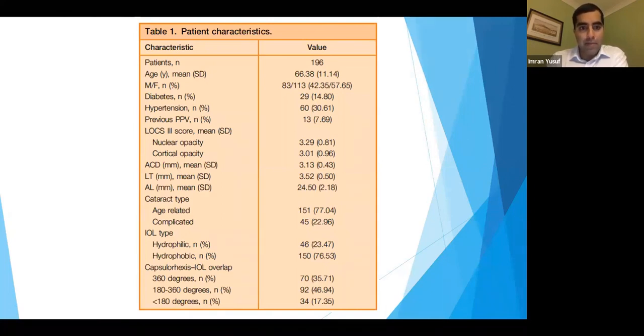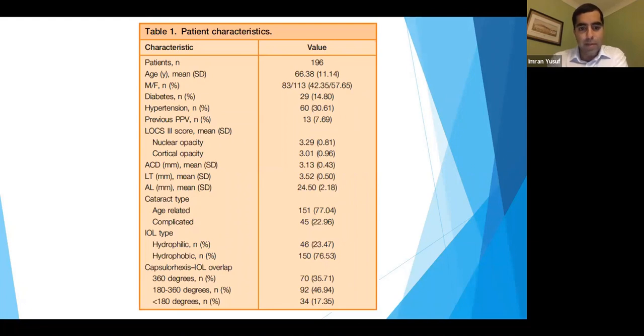They give some scores in terms of whether nuclear or cortical opacity was present. You have some pre-operative biometric indices there of anterior chamber depth, lens thickness, and axial length, of which the mean axial length was 24.5 millimeters. Most of the cataracts they reported as being age-related, and I think what they mean by complicated is secondary cataract formation. And there are two indices at the bottom which reflect the intraoperative occurrences within the group.